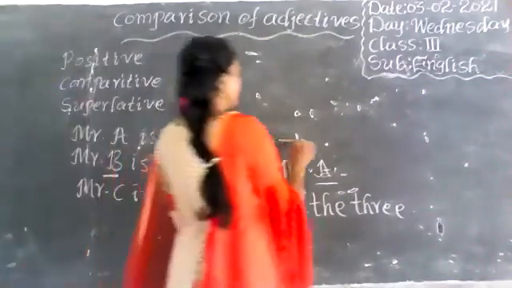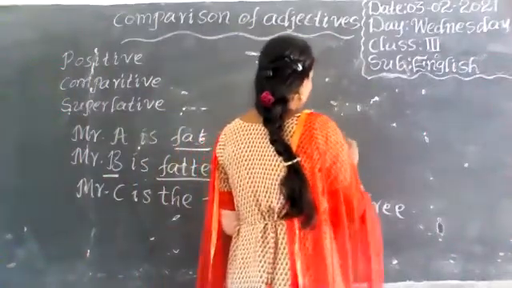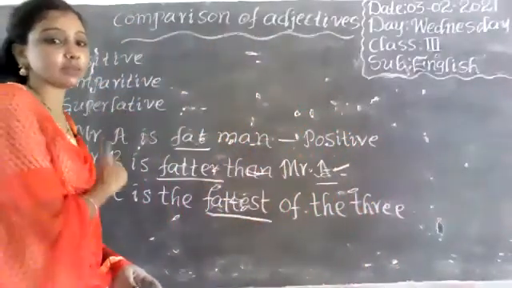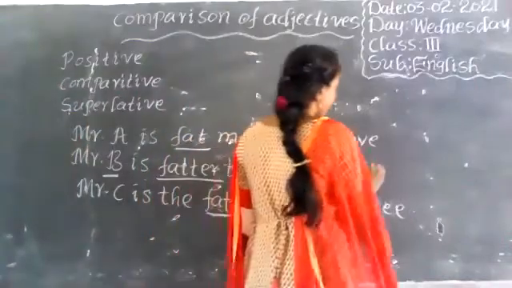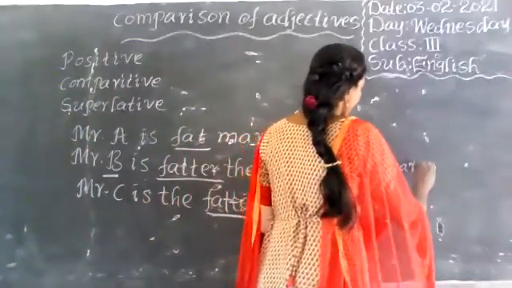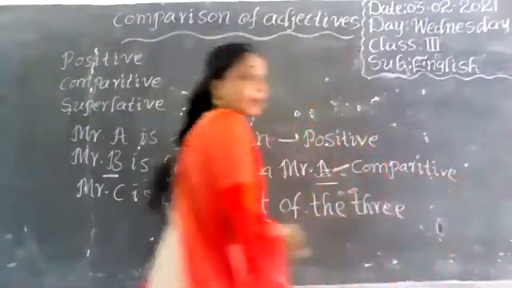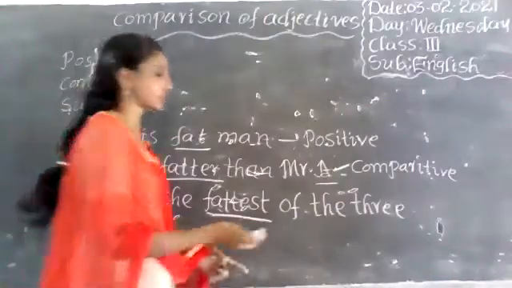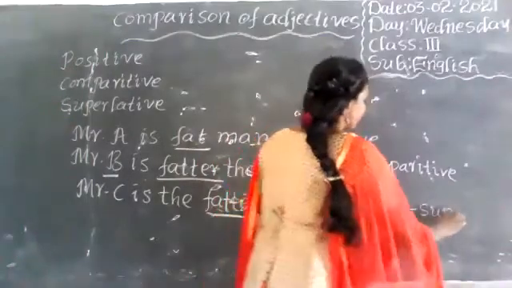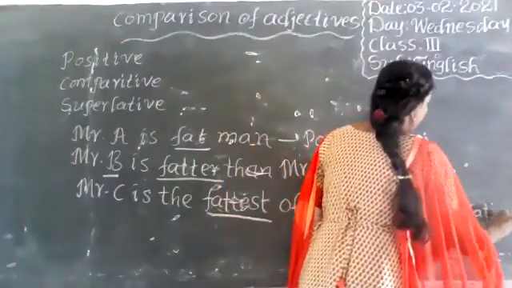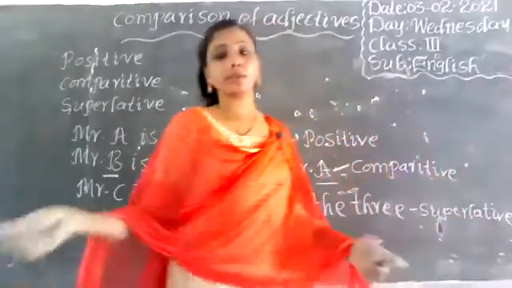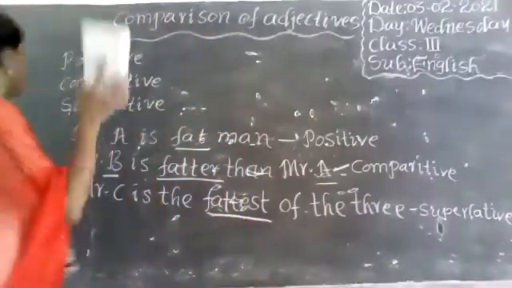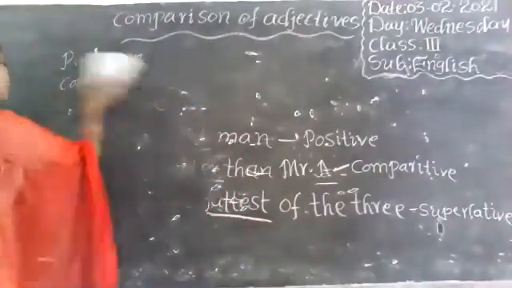First one, we are talking about one person, so it is positive degree. Second one, I compared two persons, Mr. B with Mr. A, so this is comparative degree. Then here I compared Mr. C with all other persons, so it is superlative degree. Did you understand now? I write some degrees of comparison here.